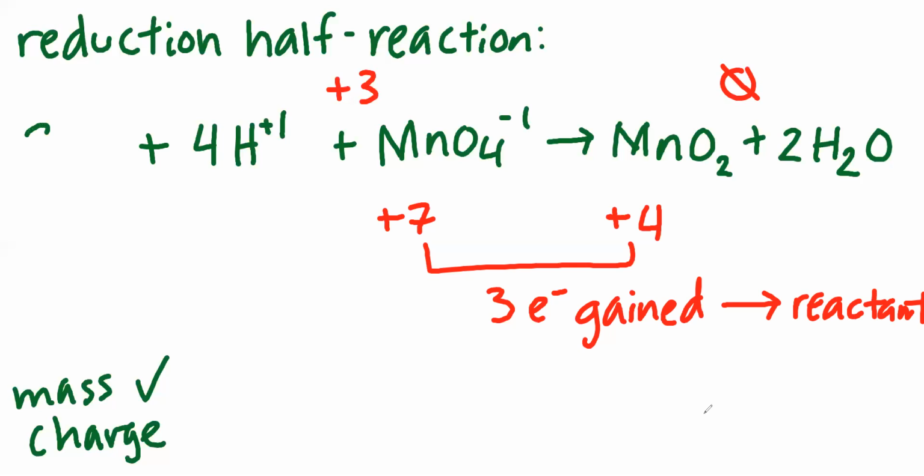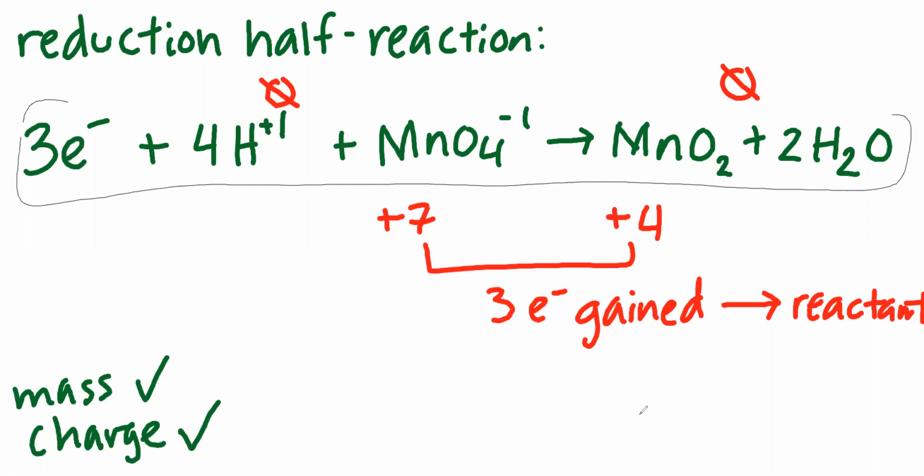So we have 3 electrons right there. And then that affects our charge. So we have a +4 and a total of -4, so that cancels out to 0. And our reaction is now balanced by mass and charge. And this is our complete balanced reduction half reaction.